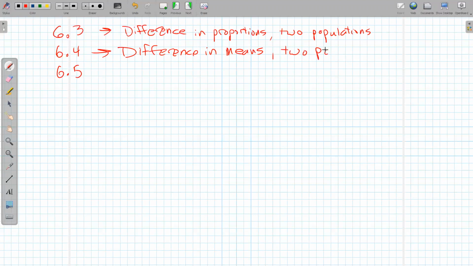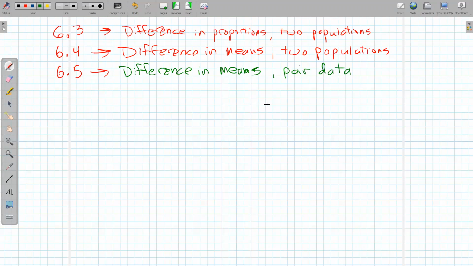And we've done this with StatKey's help. We're going to learn how to do it on a spreadsheet next. And then 6.5 is actually the easier of these right here. It's a difference in means for paired data. I'll explain the difference between 6.4 and 6.5 later. That's an A in there, believe it or not, for paired or matched data.